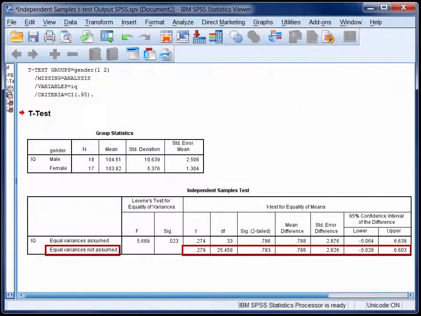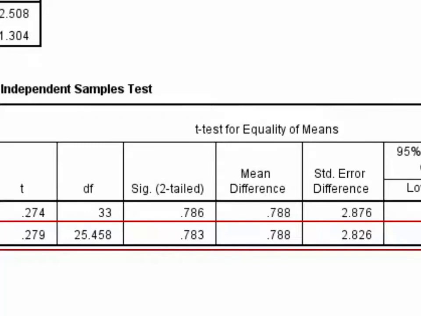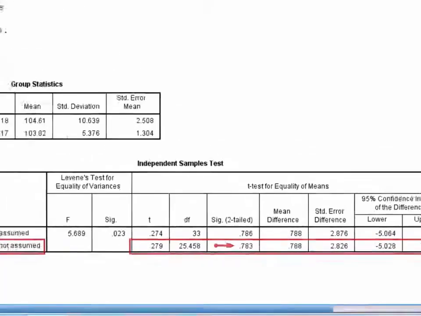t-test. The null hypothesis for this test is that the two group means are the same. As the test is not significant, because the significance level is greater than 0.05, we are unable to reject the null hypothesis. In other words, the two group means do not differ by more than would be expected by chance.